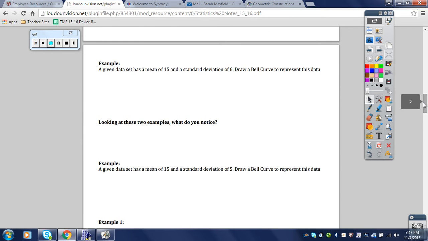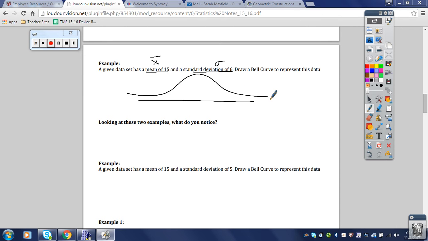So the given data set has a mean of 15 and a standard deviation of 6. Draw a bell curve. So my mean is x bar, my standard deviation is sigma. So okay, let me draw my bell curve. Draw the best that you can. So the middle of my bell curve is my mean, which is 15.